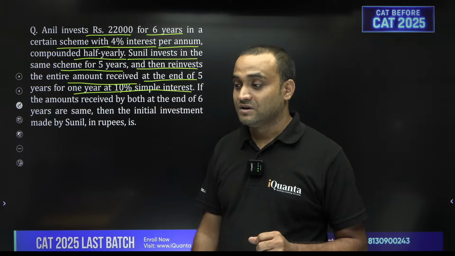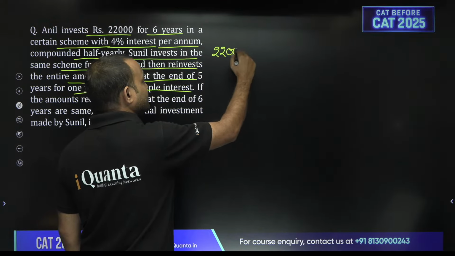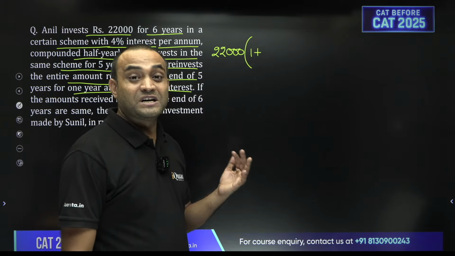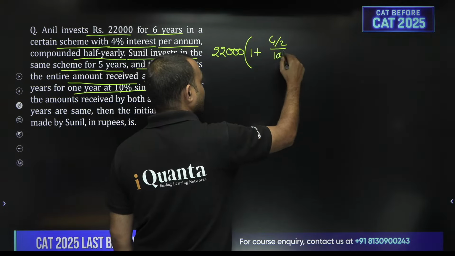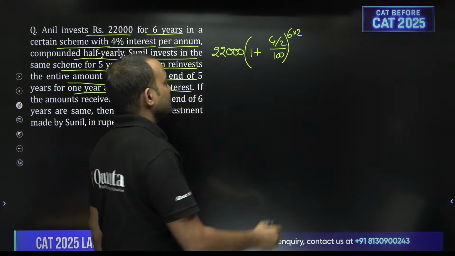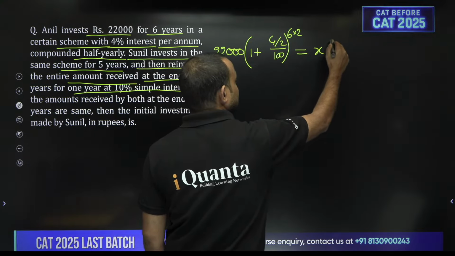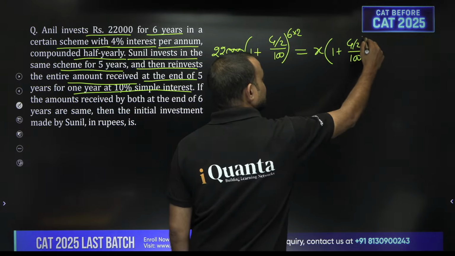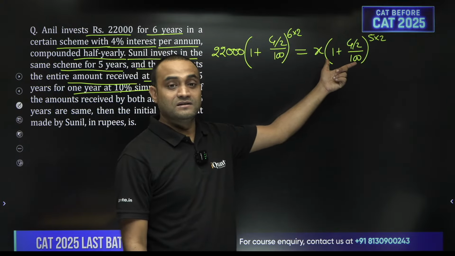So in case of Anil, the total amount will be 22,000 into 1 plus rate of interest, which is 4% per annum, but it's being compounded half yearly. So it will be 4 by 2 upon 100, to the power 6 years into 2, because half yearly means 2 times a year. And this should be equal to, let's say the amount invested by Sunil is X, then X into 1 plus 4 by 2 upon 100, for 5 years. So after 5 years, this will be the return for Sunil, right? This will be the return.